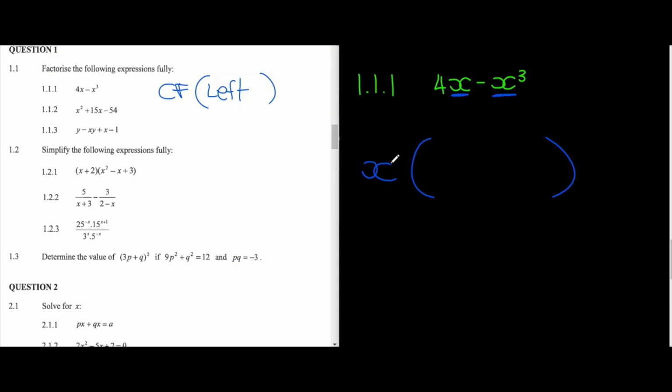And then all we've got to do is write down what's left over. If I've taken x out of that term, all that's left is 4. We keep the sign. And if I've taken one of the x's out of there, all that's left for the second term is x squared. Okay, that is our factorized form for now.